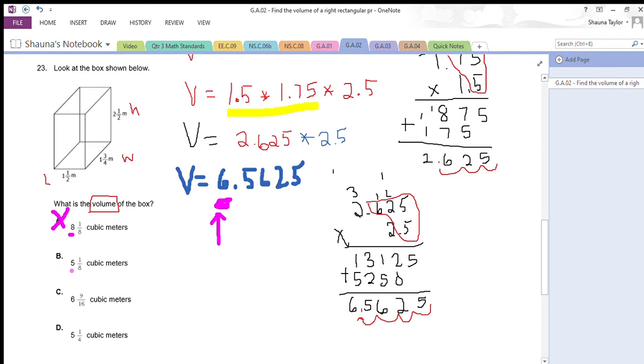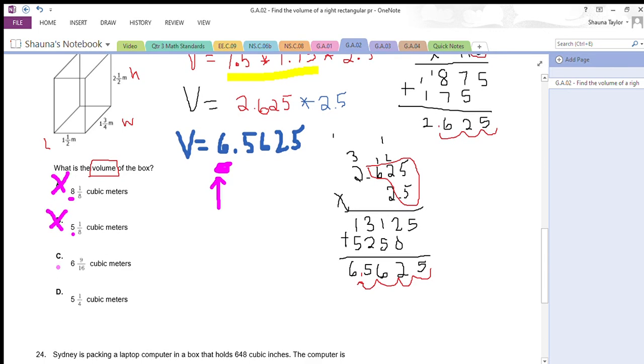Look at B. B says 5. I need a 6. This is gone. C says 6 and 9/16. There's a 6. Here's a 6. So that looks kind of right to me. And D says 5 and 1/4. This is a 5, this is a 6, so I'm throwing that away. Therefore, my final answer is C, 6 and 9/16.